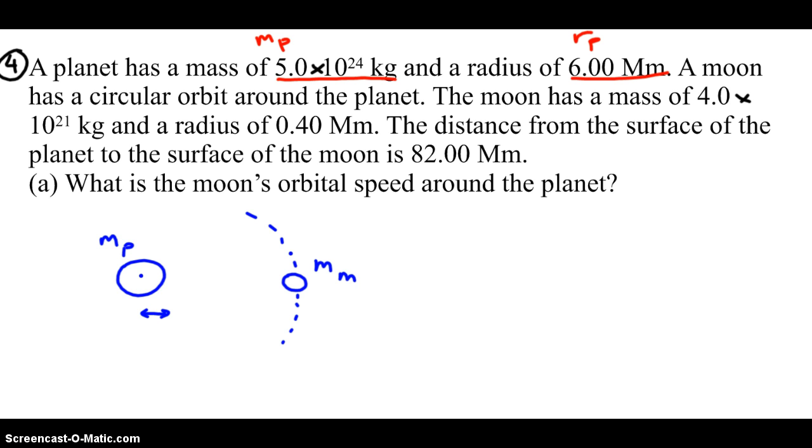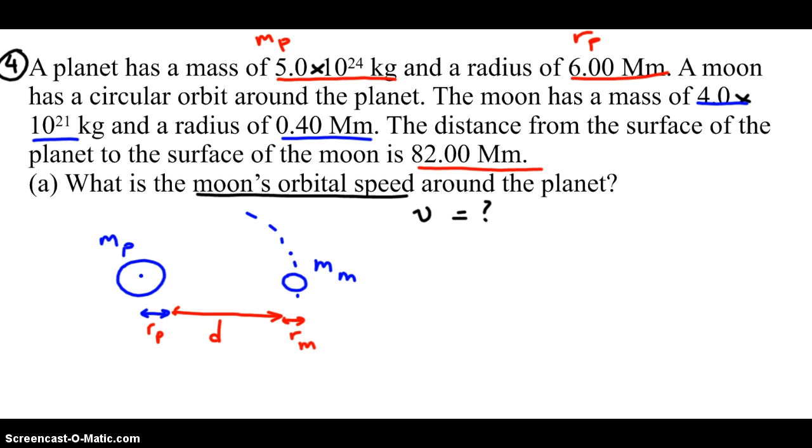Alright then, let's see. We also are given the mass of the moon. And the radius of the planet, which is like this distance here. This tiny little distance. Radius of planet, radius of that's the radius of the moon. The final thing we're given is the distance from surface to surface. From the surface of the planet to the surface of the moon, which I'll just call d, and it's 82 megameters. We have to find the moon's orbital speed. We are looking for v.